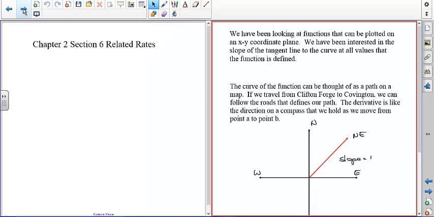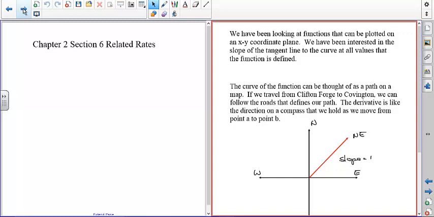But the hard part is, don't write this down because I'm just, up to this point we've been looking at functions that relate the y coordinate to the x coordinate. We draw a curve. And that's more like driving somewhere from Clifton Forge to Covington. We've got a certain path, but path's not the right word. Anyway, we go a certain way every day. That's our trajectory. That's our coordinates.